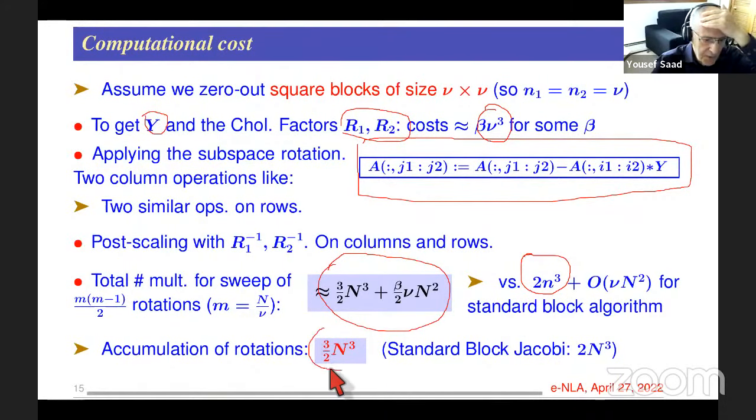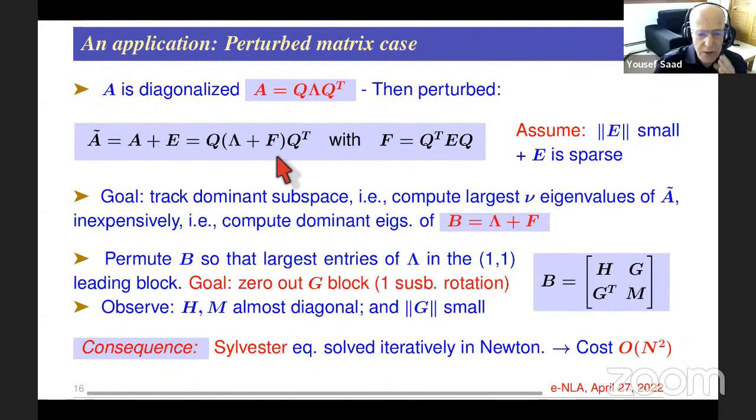And the accumulation of the rotations also requires the same amount of work. So it's essentially 3n cubed per whole sweep. And you can expect to have maybe upward of 10 iterations in total. Maybe less, maybe more, but usually a rule of thumb is around 10 outer iterations, or sweeps. That's the cost.